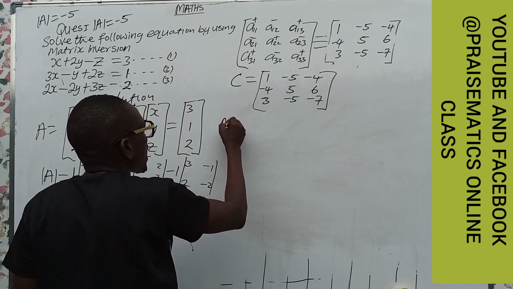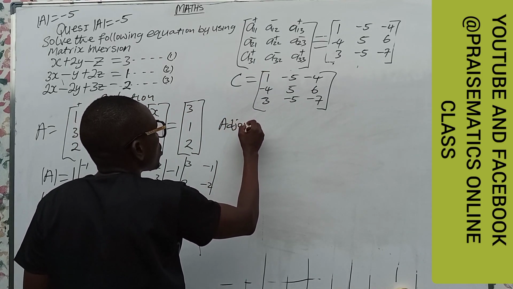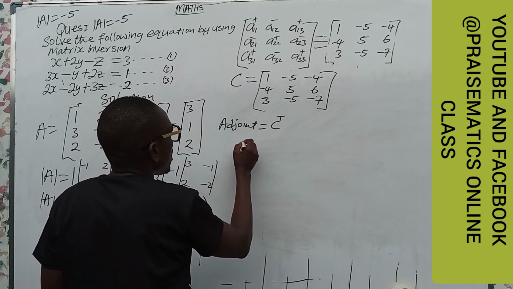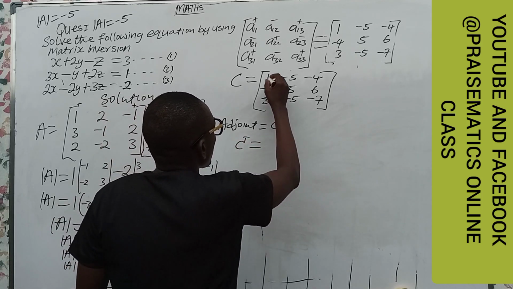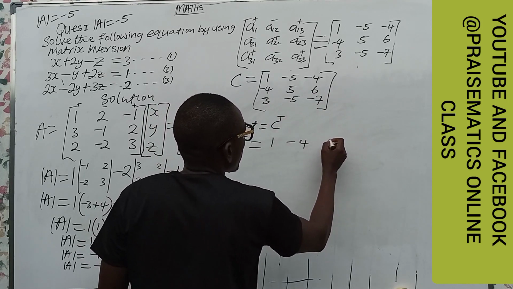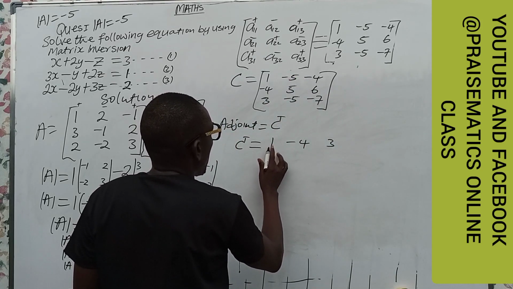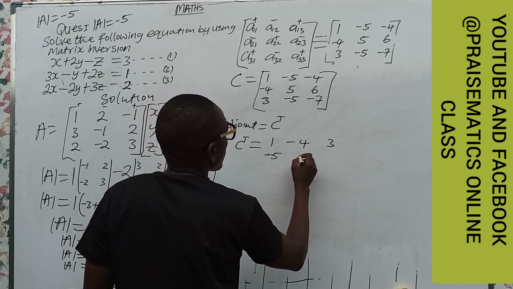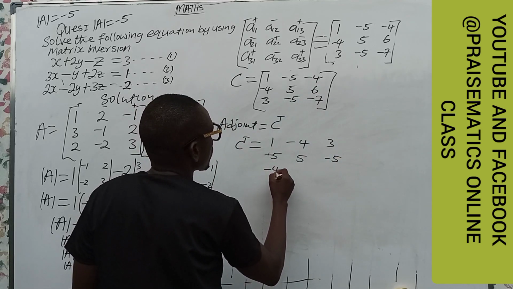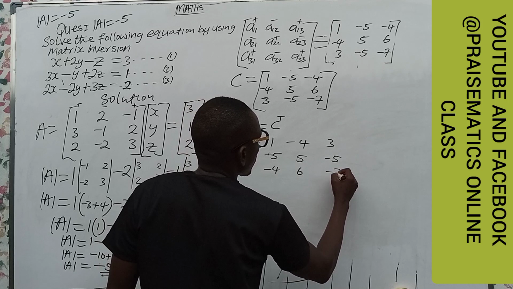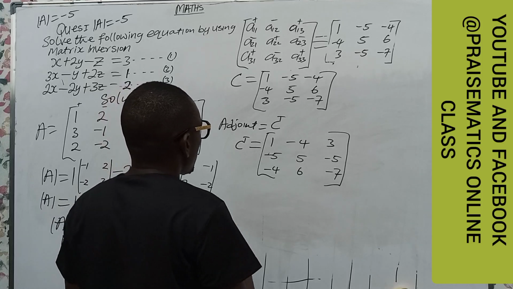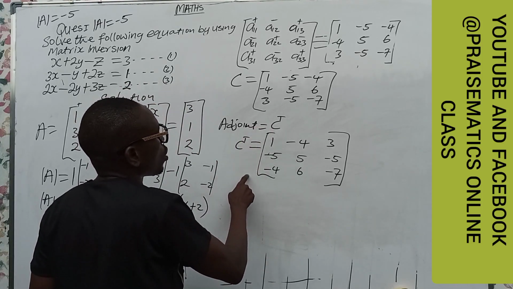So now when you get adjoint, adjoint is what? Transposition of cofactor. So let's transpose this. C transpose is equal to this one, I'll change column to row: 1, minus 4, 3. This one, minus 5, 5, minus 5. This one, minus 4, 6, minus 7. We call this adjoint, transposition of cofactor.